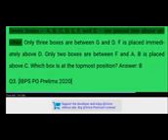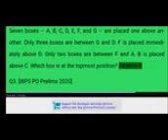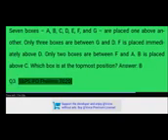Q2. IBPS FO prelims 2021. 7 boxes, A, B, C, D, E, F, and G, are placed one above another. Only 3 boxes are between G and D. F is placed immediately above D. Only 2 boxes are between F and A. B is placed above C. Which box is at the topmost position? Answer, B.